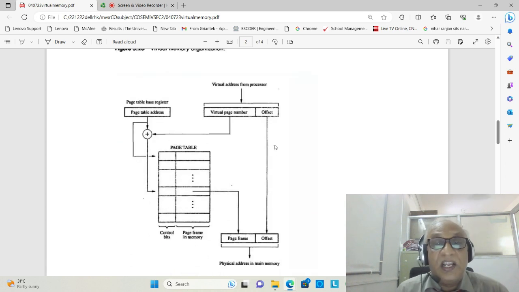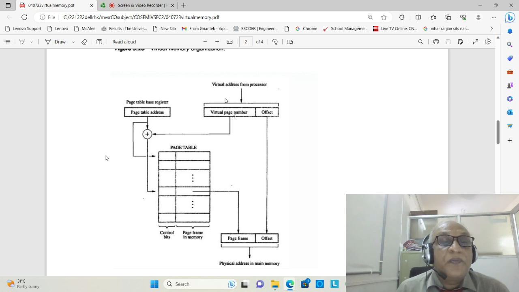Let us look at the next diagram. We are making a walkthrough of all the diagrams related to virtual memory from the textbooks by Morris Mano and Hamacher. What you are seeing here is a data structure called a page table. Here, virtual addresses are generated by the processor. This virtual address is divided into the page number and the offset.